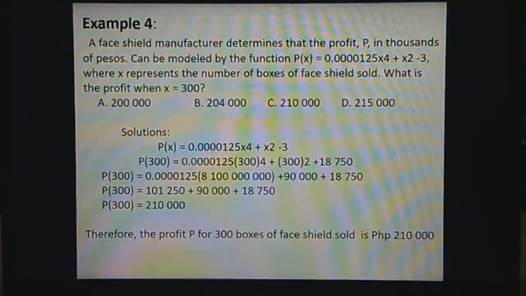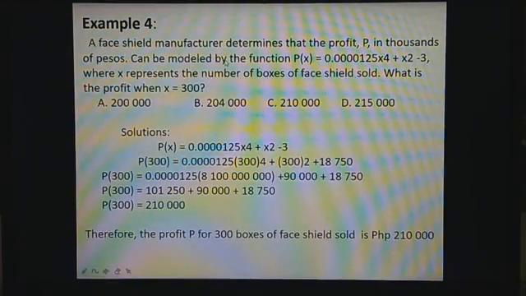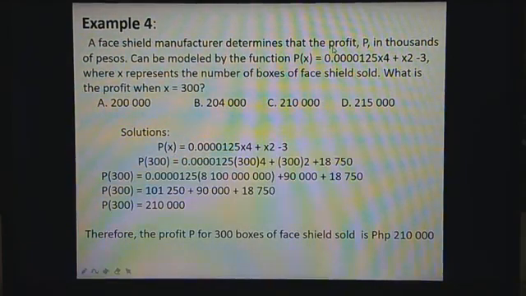Okay, another one. A face shield manufacturer determines that the profit P in thousands of pesos can be modeled by the function P of x is equal to 0.00000125 x raised to 4 plus x raised to 2 minus 3, where x represents the number of boxes of face shields sold. What is the profit when x is 300? So, there are choices. This is our solution.